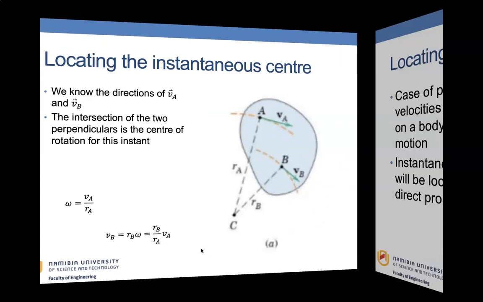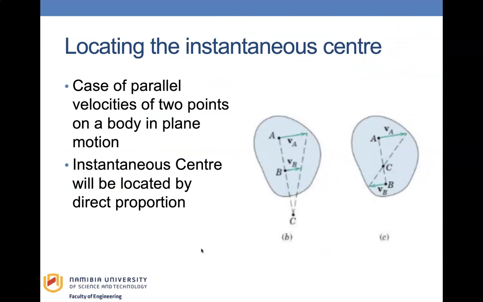If the velocities of 2 points in a body having plane motion are parallel, as in figures B and C, and the line joining the points is perpendicular to the direction of the velocities, the instantaneous center is located by direct proportion as shown in these figures. We can readily see from figure B, for example, that as the parallel velocities become equal in magnitude, the instantaneous center moves further away from the body and approaches infinity in the limit as the body stops rotating and starts to translate.